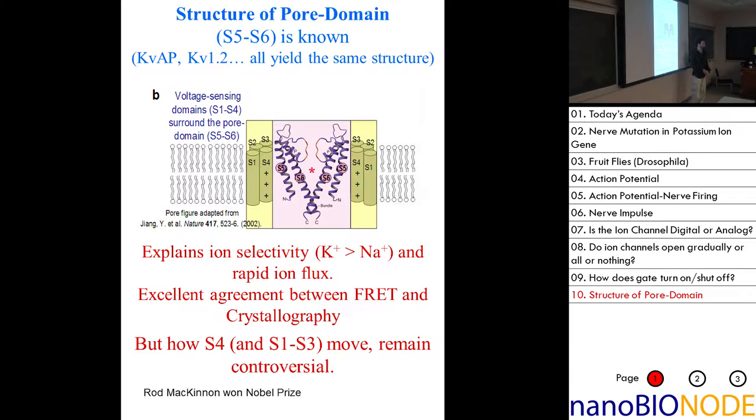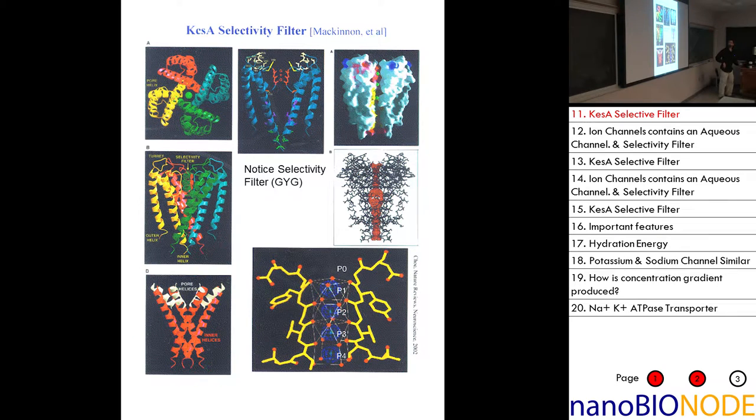It also explains the rapid ion flux, in terms of, when it's open, it needs to allow the potassium to go through really fast, like a million or 10 million potassiums per second. In this case, we found excellent agreement between the FRET and crystallography. But of course, how these other guys move was not addressed. Okay. So he did X-ray crystallography, where he could determine every single atom.